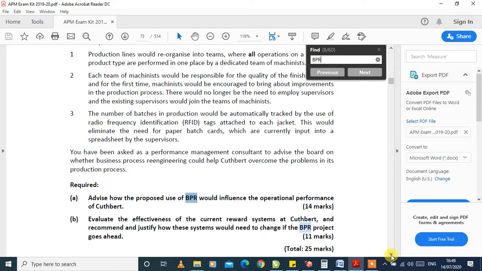So first they are asking advice how the proposed use of BPR would influence the operational performance. So how you are going to answer this? First you have to come up with 1 or 2 paragraphs explaining what is BPR. Then you identify defects in the current system and tell how the suggested BPR is going to help. Alright, let's see.